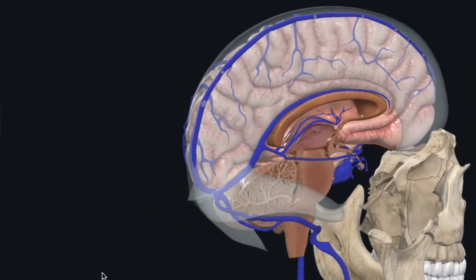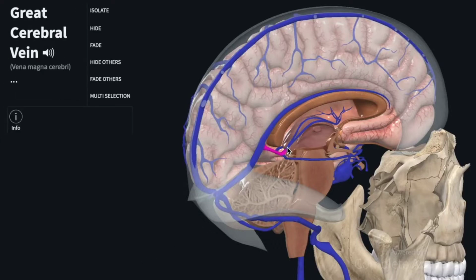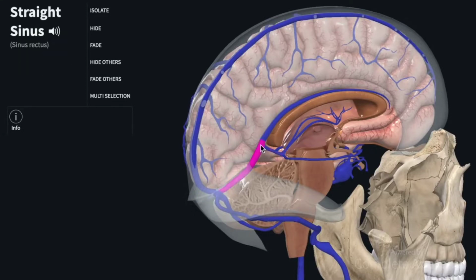Superficial and deep veins of the cerebrum, both of which drain into the dural venous sinuses. First, we will examine the deep veins. So the deep veins of the cerebrum drain into the great cerebral vein. This vein travels posteriorly and in turn drains into the straight sinus.